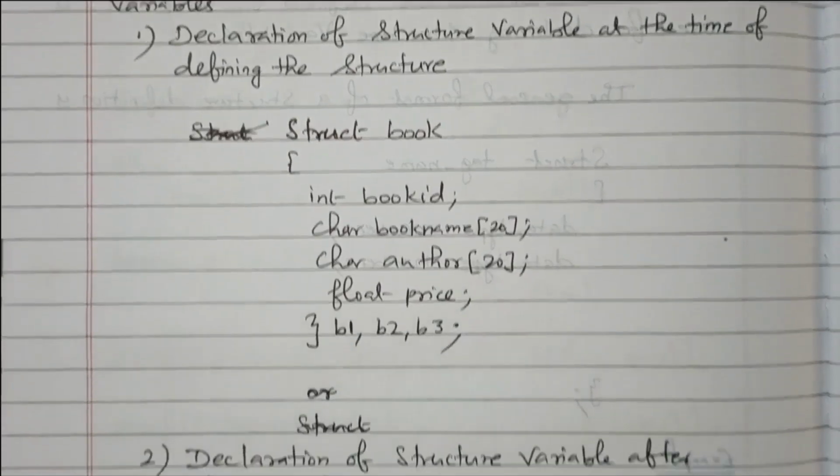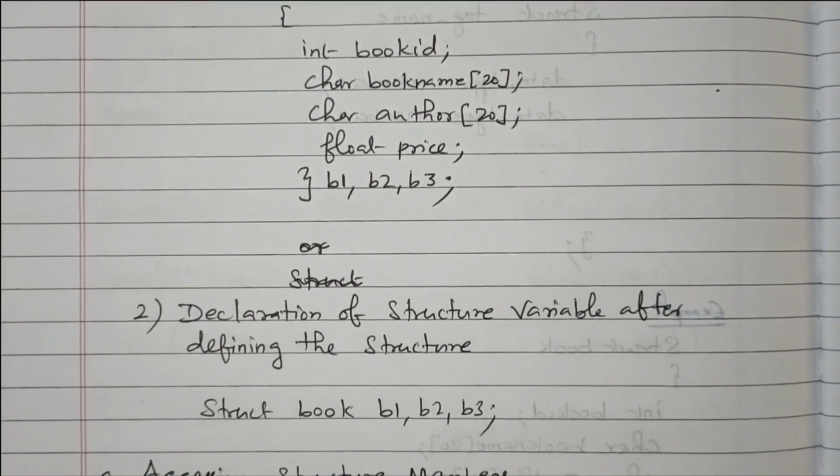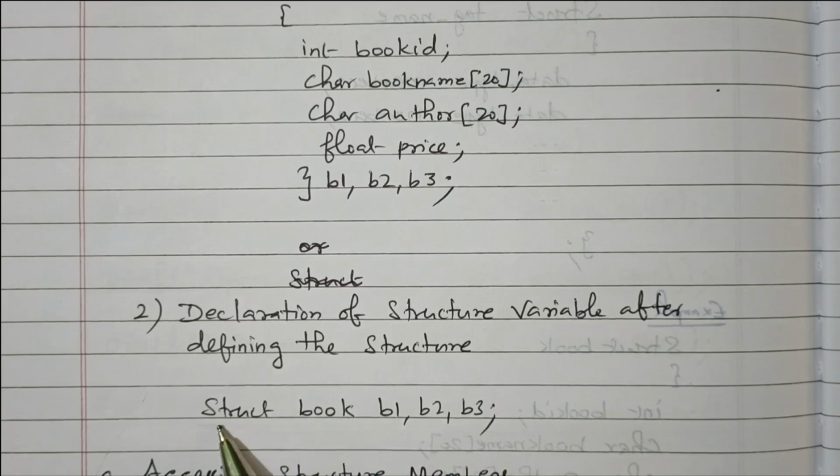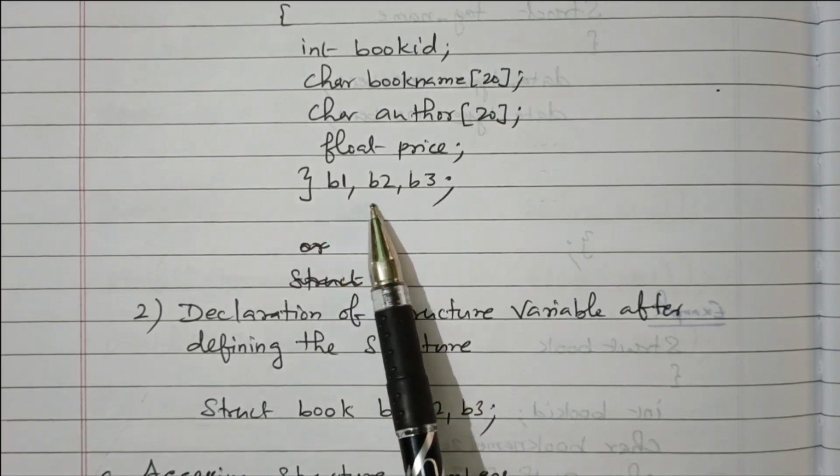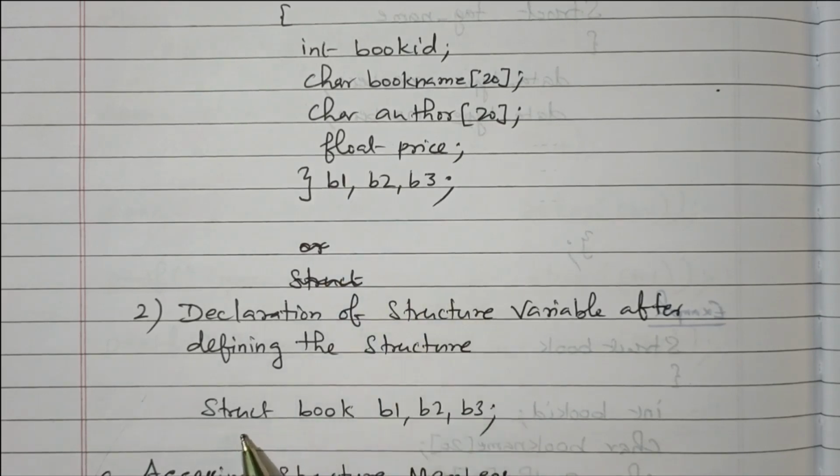And one more method is available. After creating the structure also we can declare the variable. Declaration of structure variable after defining the structure: struct book b1, b2, b3. Same thing, but after declaring the book structure we are declaring the variables. This is the keyword, this is the structure name. b1, b2, b3 are structure variables. Earlier we declared the variables at the end of the structure definition. Here we are declaring the variables separately, right?